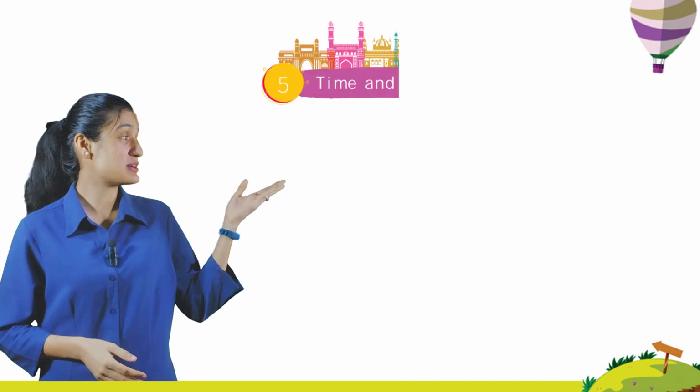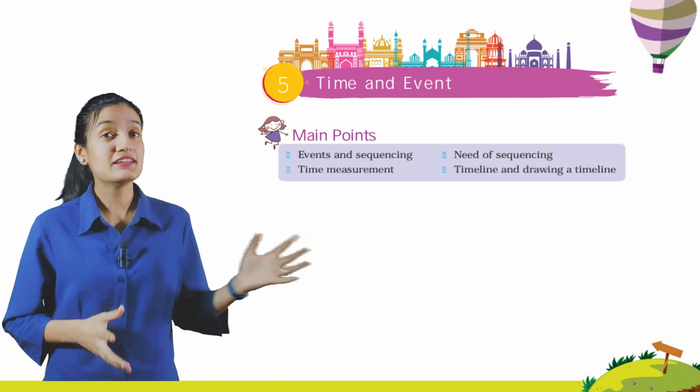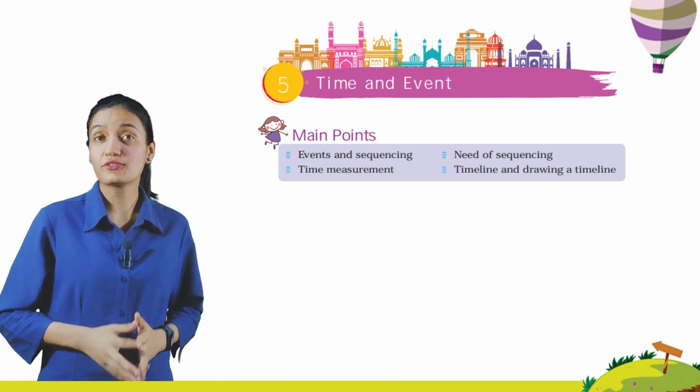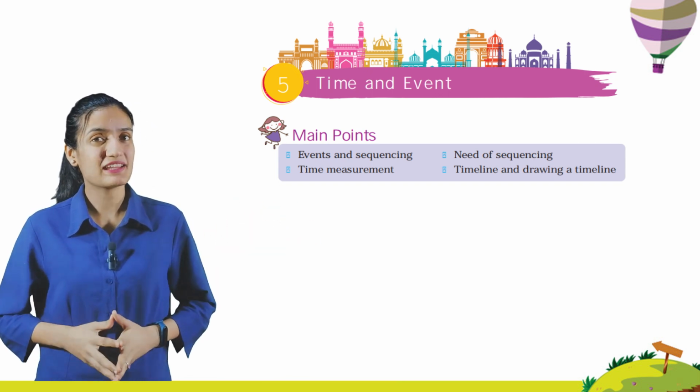Today we are going to start with Chapter 5, that is Time and Events. And the main points are events and sequencing, need of sequencing, time measurement, timeline and drawing a timeline.